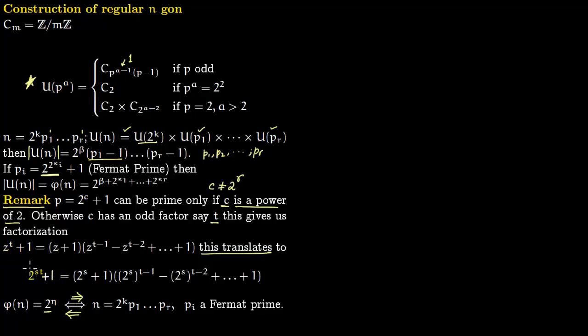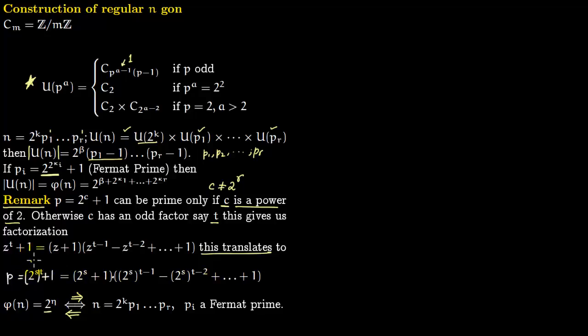So instead of z, now we have 2 to the power of s. Wherever there is z, you put 2 to the power of s. So if this is equal to some prime, you have a factorization right here. Now instead of z, we are putting 2 to the power of s.